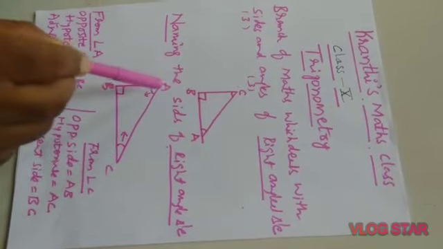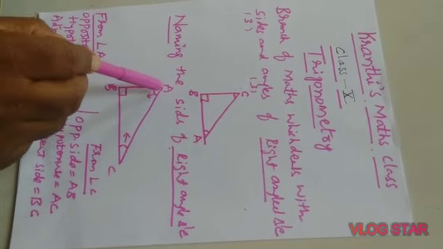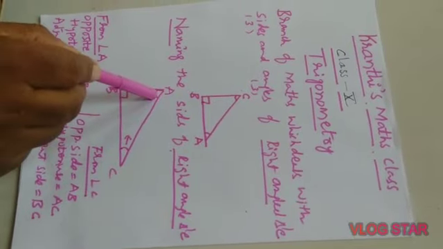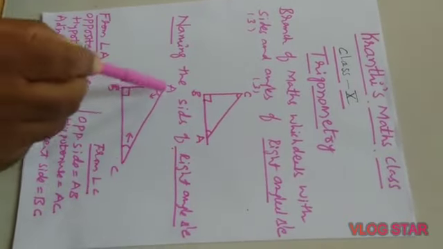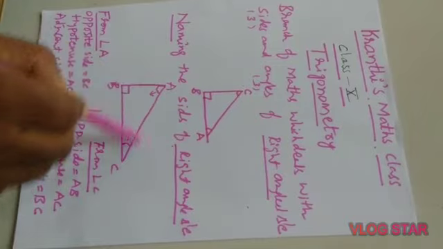In the next class we will look at the ratios of trigonometry. These ratios also depend on the right angle triangle only. So in the next video I will try to explain the ratios of a right angle triangle.